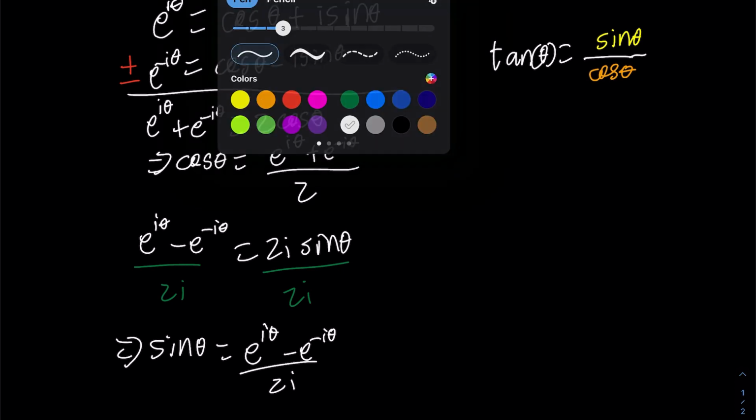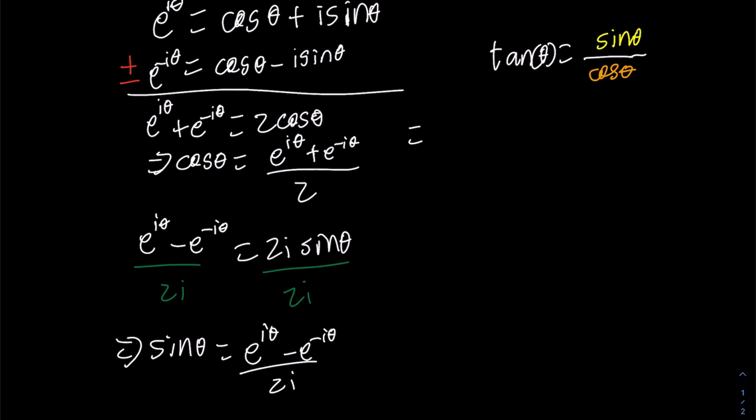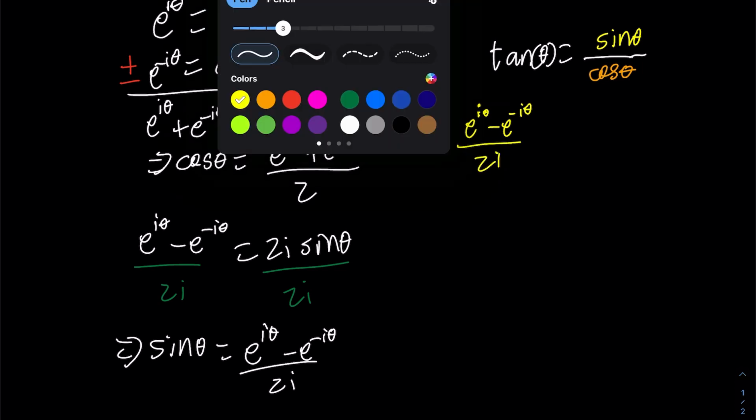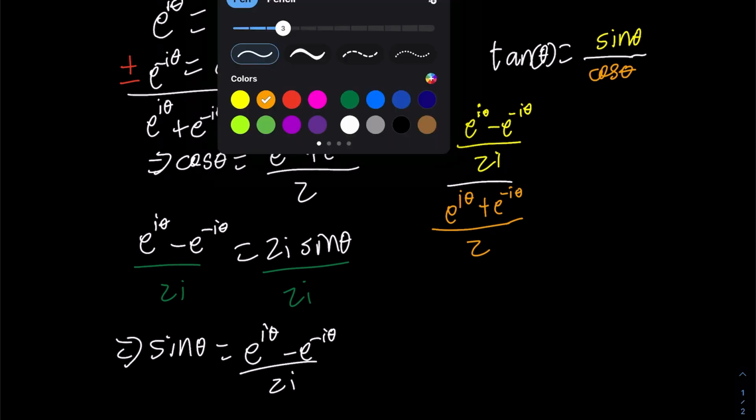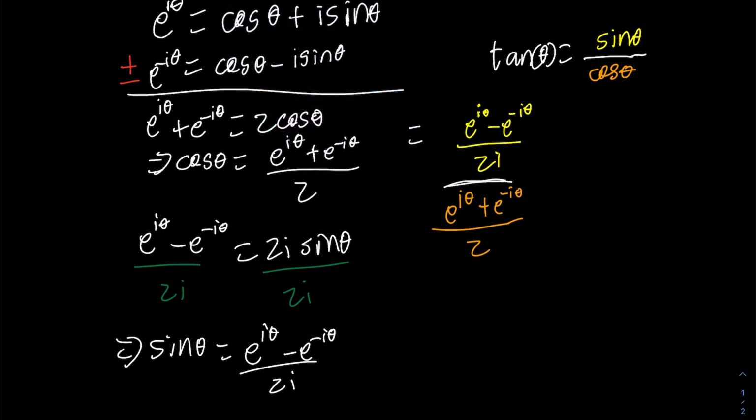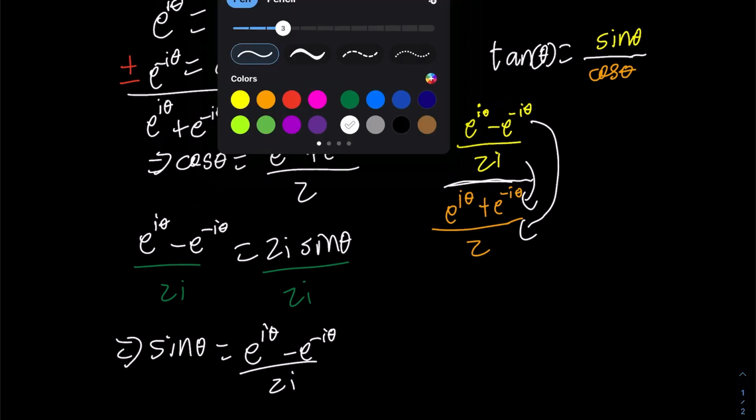So that's going to all be equal to the sine of theta, which is e to the i theta minus e to the minus i theta all over 2i. And then that's being divided by the cosine, which is e to the i theta plus e to the minus i theta all over 2. And what we see here is we are dividing two fractions. So we take this times this divided by this times this, because it's just in the form of a over b divided by c over d, and you get ad over bc.